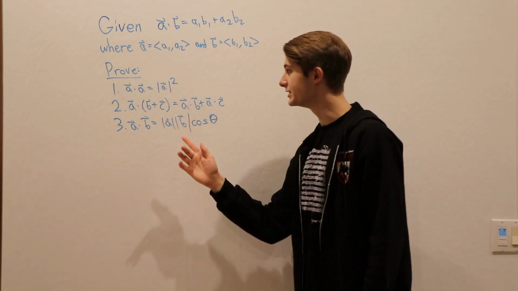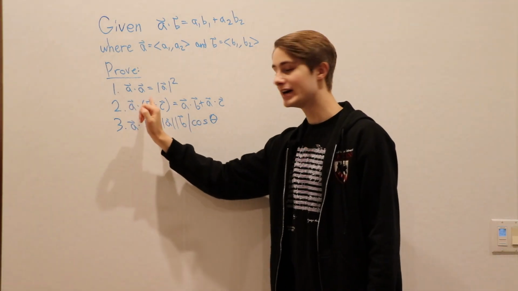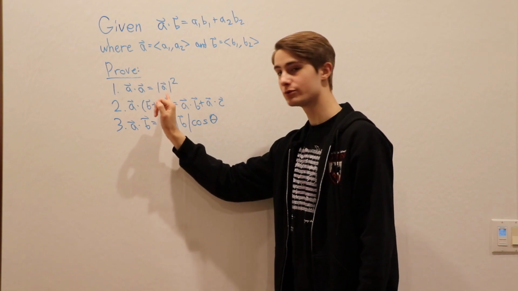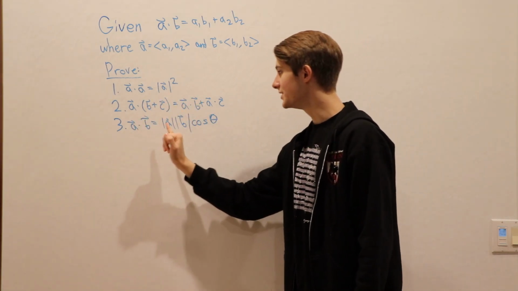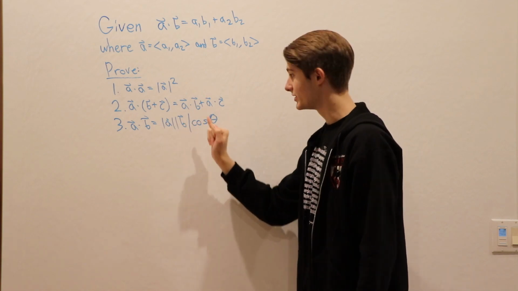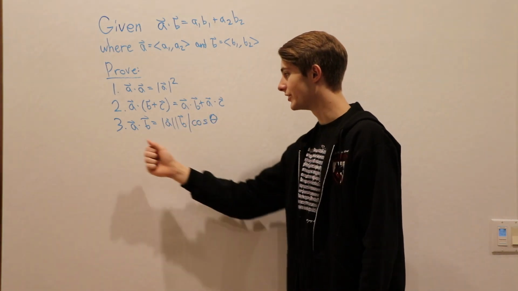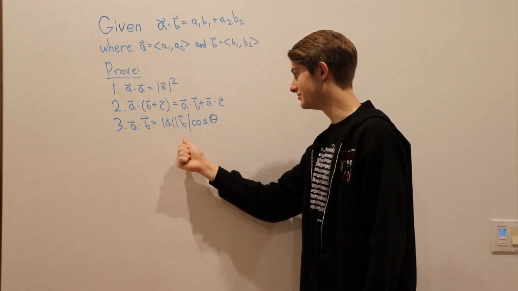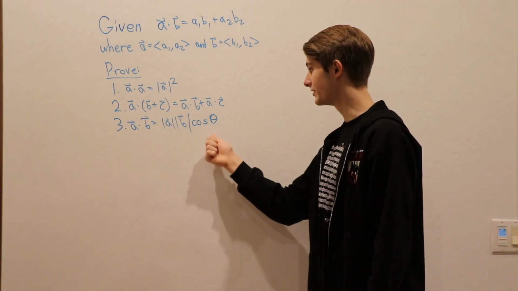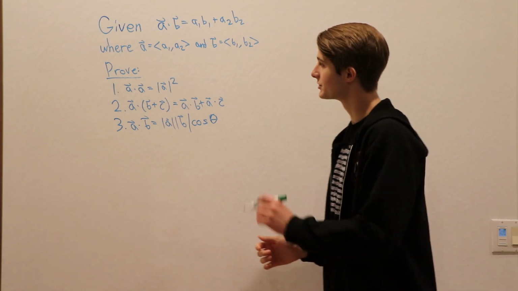So we want to prove 3 things. First, that A dot A equals the magnitude of A squared. Second, that A dot (B plus C) equals A dot B plus A dot C. And third, that A dot B equals the magnitude of A times the magnitude of B times cosine theta, where theta is the angle between the 2 vectors.